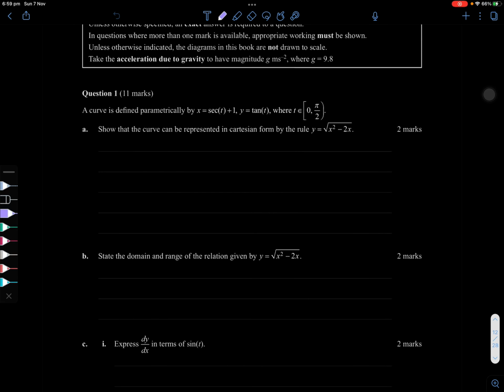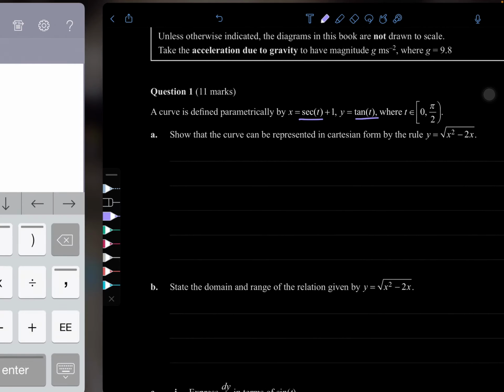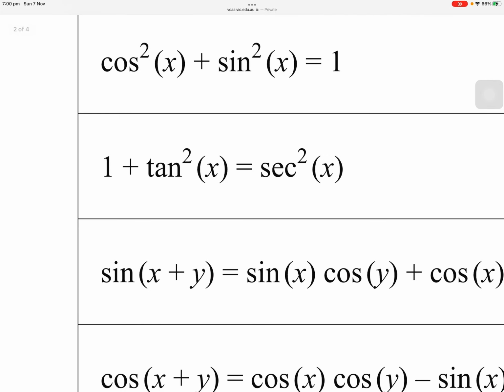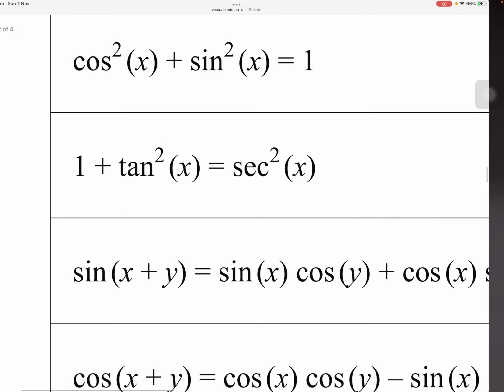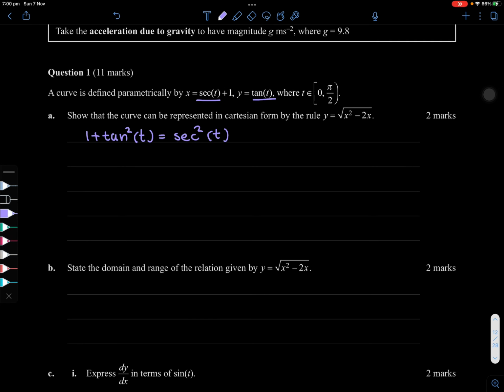Okay. Starting off with question 1, we have our parametric equations here, and it says show that you can write it in the Cartesian form like that. So the main thing to notice here is that we have a sec t and a tan t, and we can relate these together by going onto our formula sheet and looking at this relationship. 1 plus tan squared t is equal to sec squared t. So all we've got to do here is solve for sec squared t and tan squared t, and we'll be able to get our Cartesian equation.